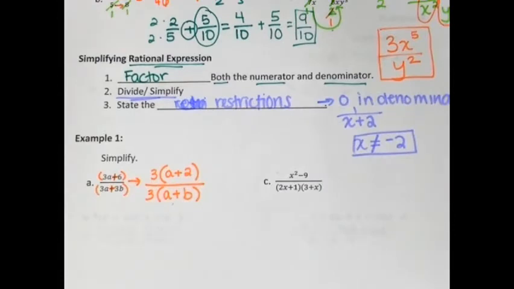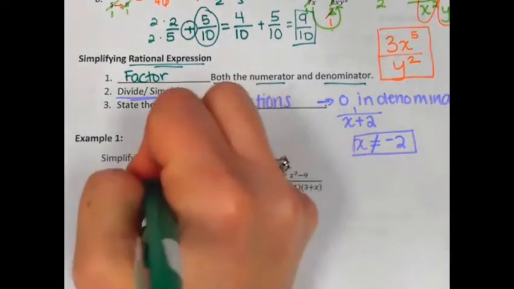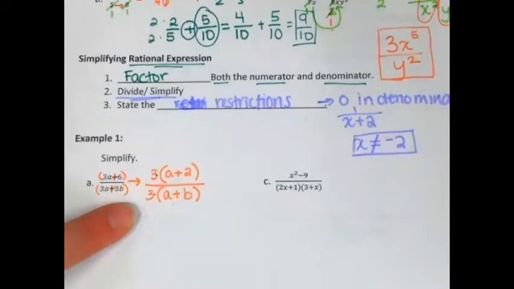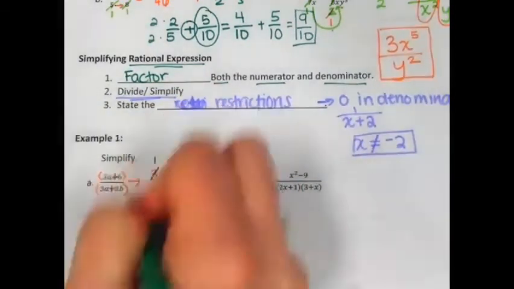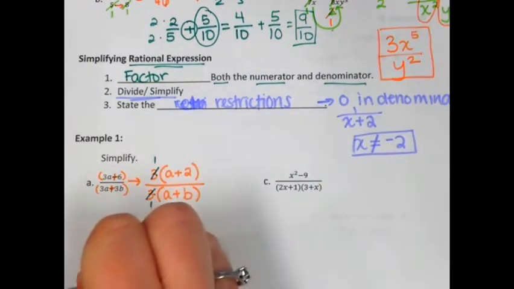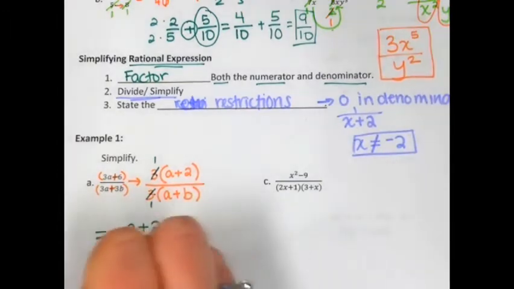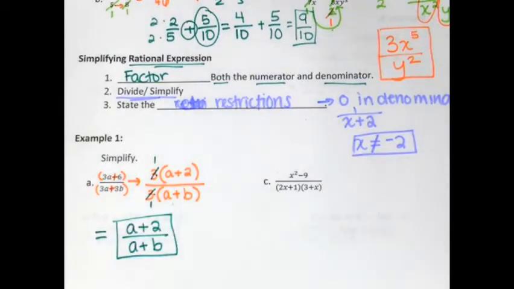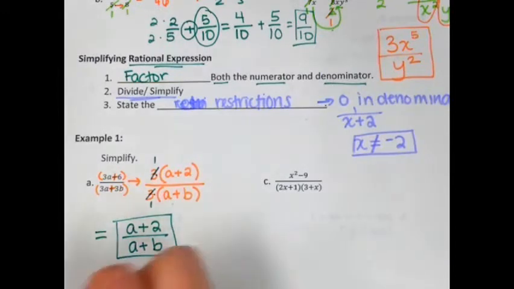Now, do we have anything that is multiplication here? Yes, I have 3 times and 3 times. So can I simplify the 3 over the 3? Yeah, what is 3 divided by 3? 1. Now, is a plus 2 over a plus b the same thing? No. So my simplified form is a plus 2 over a plus b. And again, I can't simplify the a's because of the plus signs. Now, what can't a equal?